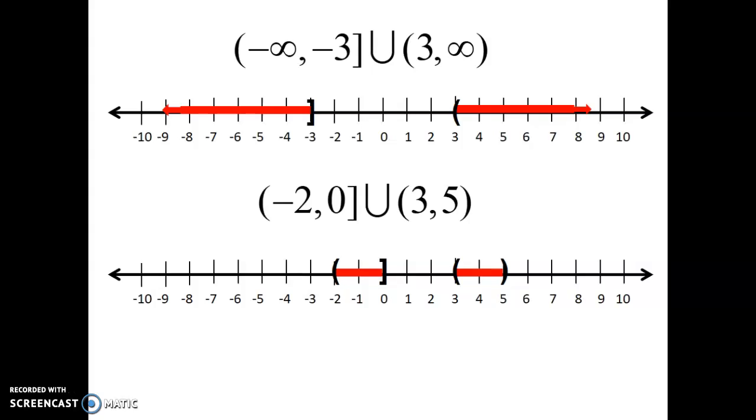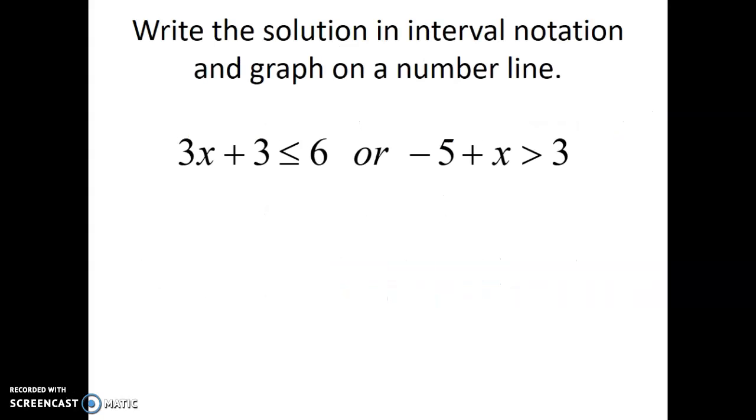So when we're doing our inequalities, you're going to solve the inequalities, graph them, and then write the answer of the graph in interval notation. Let's see how this looks. So here's our first inequality. We want to write the solution in interval notation and graph it on a number line. You should be provided with a number line. We're going to get to that in a little bit.